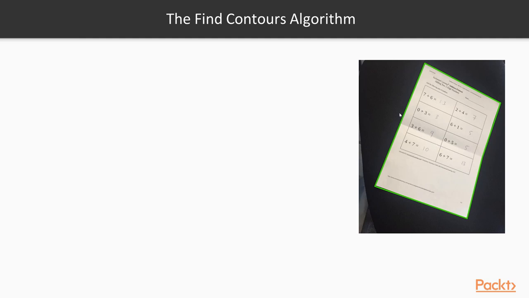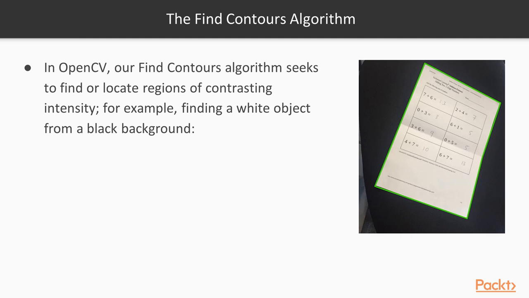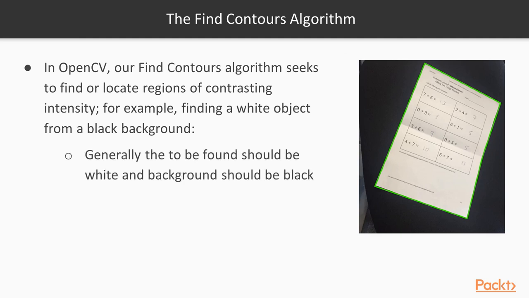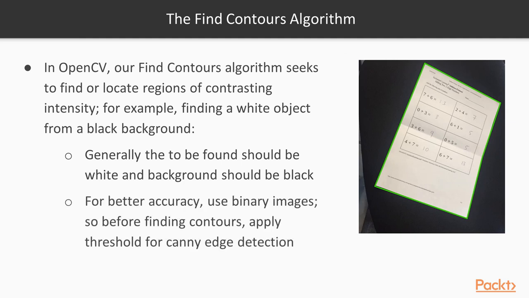Generally, the contour to be found should be on a white or black background so that it contrasts with the image or object we want to extract. And for better accuracy, we can use binary or grayscale images. So before finding contours is applied, you can apply thresholding or Canny edge detection, which you'll see shortly. However, these are not strict guidelines. They're more rules of thumb. So you can do some experimentation on your own to see what gives you the best performance. It all depends on your image domain that you're looking at.